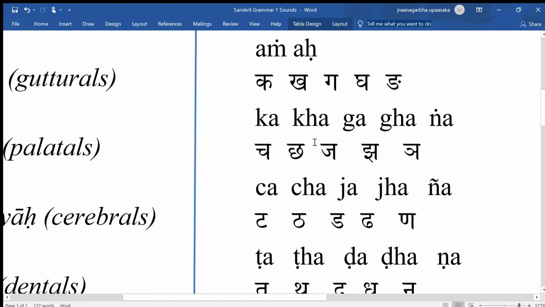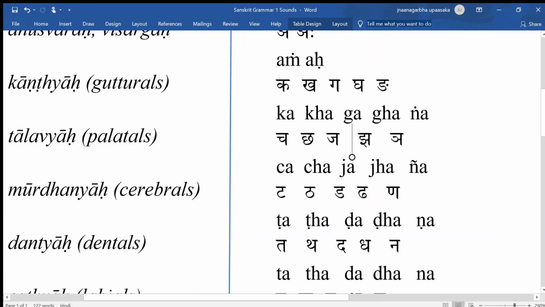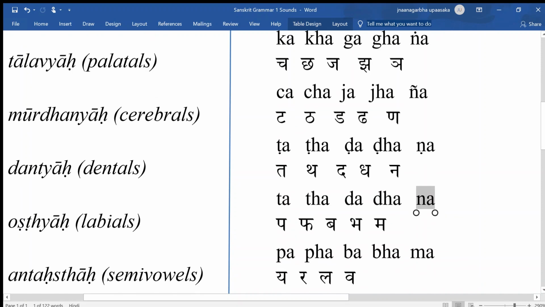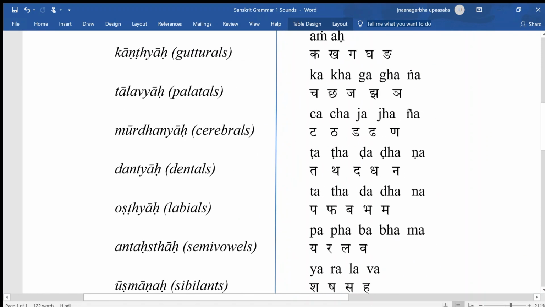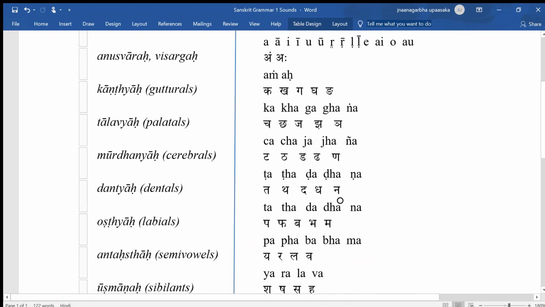In each of these 5 rows, the last is a nasal. So, nga, nya, ṇa, na, and ma. Some people might find it difficult or counterintuitive to distinguish between the 4 forms of na. So nga, nya, ṇa, na, when found in isolation.